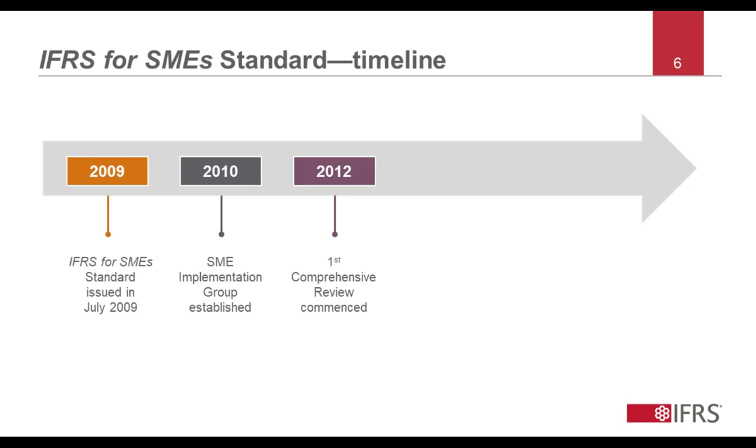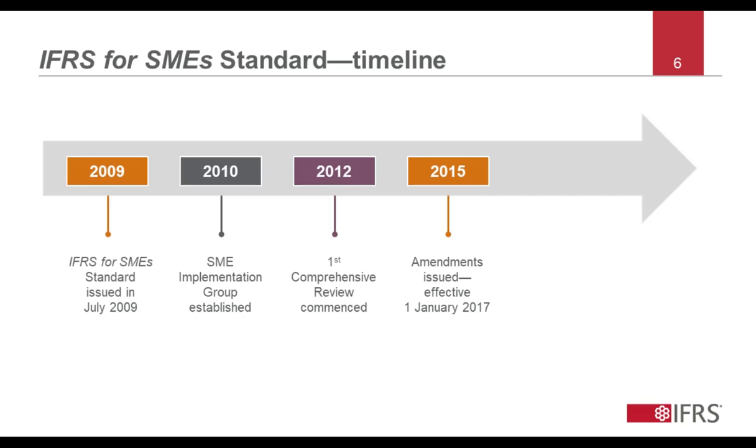The board began its first comprehensive review in 2012 and issued amendments to the standard in 2015. However, in 2012, many of the new IFRS standards that the IASB had issued had only recently been implemented, and there was little experience of those standards. And secondly, the IFRS for SMEs had only recently been implemented in many jurisdictions at that time.